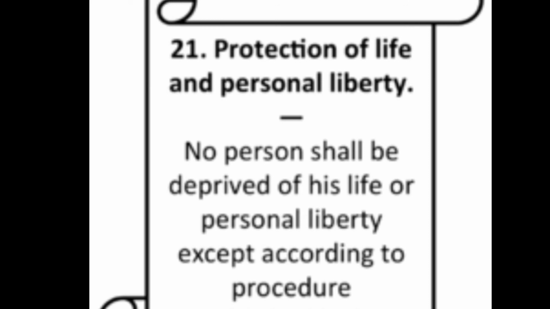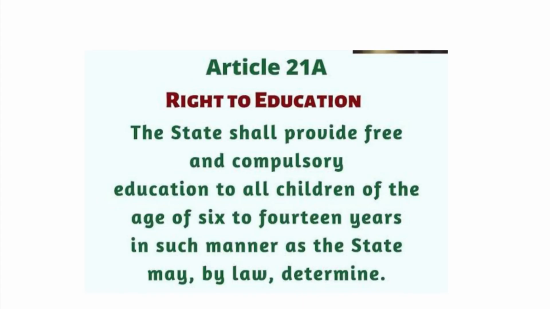And next we have Article 21, which states that no person shall be deprived of his life and personal liberty by the state except as per the procedure established by the law. This article has a wide scope and its interpretation has undergone many changes over the decades. The Supreme Court has interpreted the right to life as the right to a dignified life. This is the most important right in one sense, because without this right to life, all other fundamental rights would be meaningless.